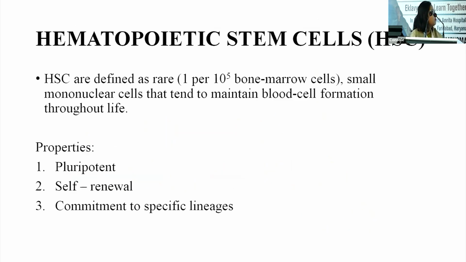Now, a few words about hematopoietic stem cells. They lie at the apex of the entire hematopoietic cell differentiation. So they are the primitive cells with the properties of pluripotency. What do we understand by pluripotency? That they can differentiate into cells of any lineage. Then self renewal, which means they maintain blood cell formation throughout their life, and then finally the commitment to specific lineages.